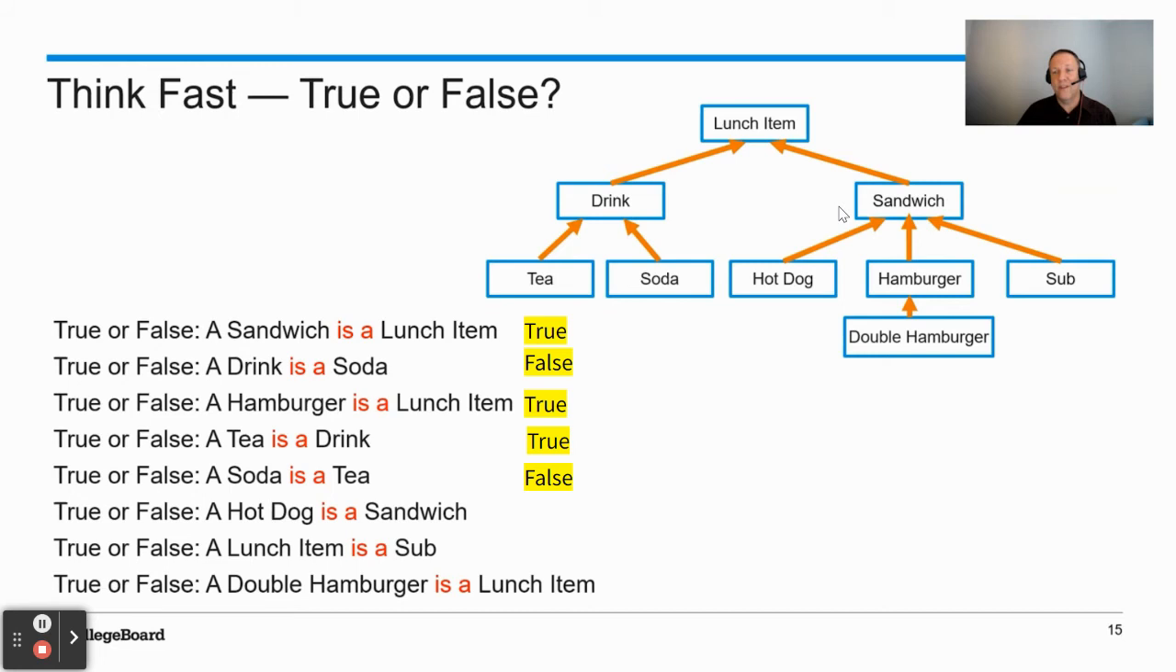Folks, a hot dog is a sandwich. I think so. By this ridiculous metric, not by reality. We can argue about the validity of that statement. A lunch item is a sub. Yeah, it's the other way around. A sub is a lunch item. And a double hamburger is a lunch item. Yep. Good.